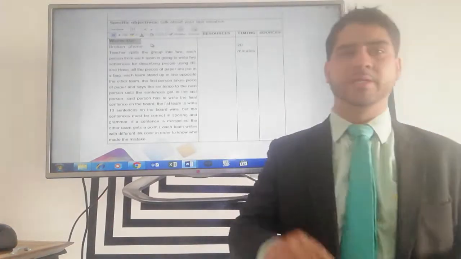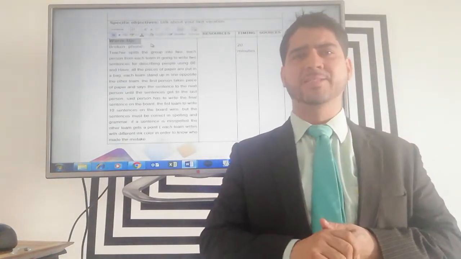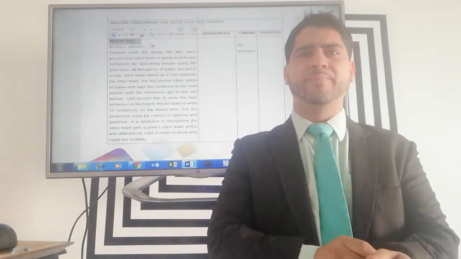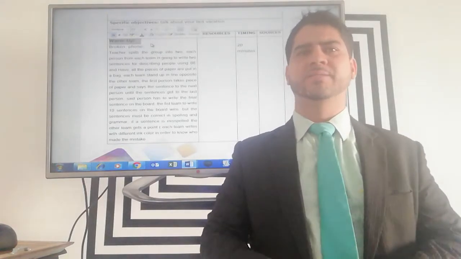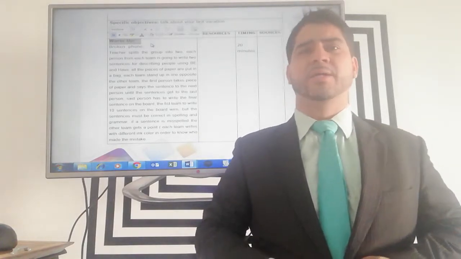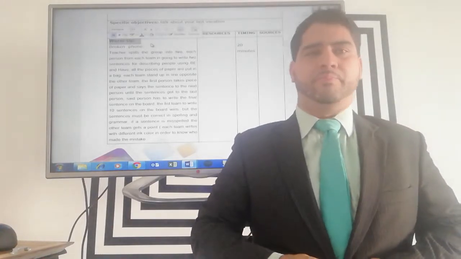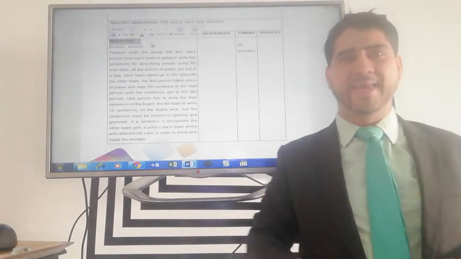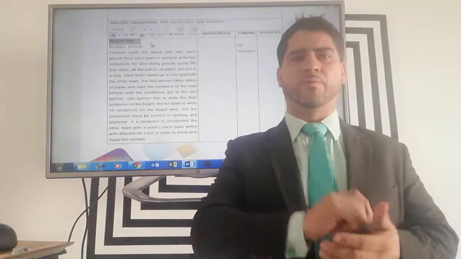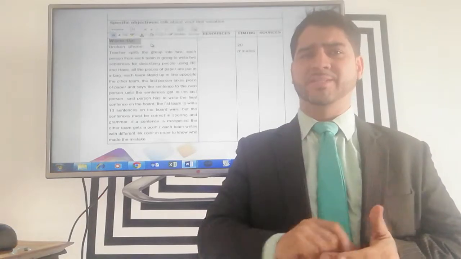The teacher is going to split the group into two. The idea is for each team to write down on pieces of paper several sentences about the simple past, or whatever they want to write. It may be, I went to the United States on my last vacation, stuff like that. Each team is going to write down their sentences on pieces of paper.